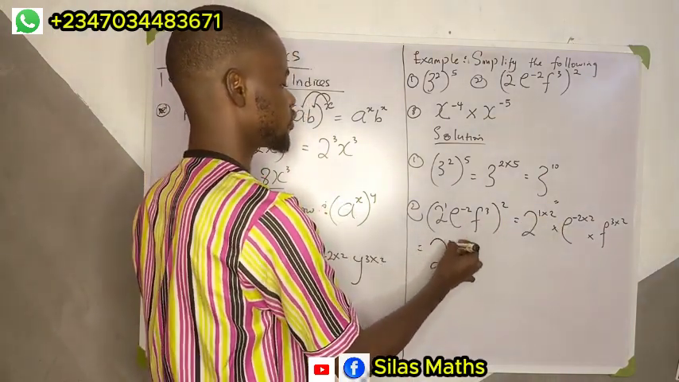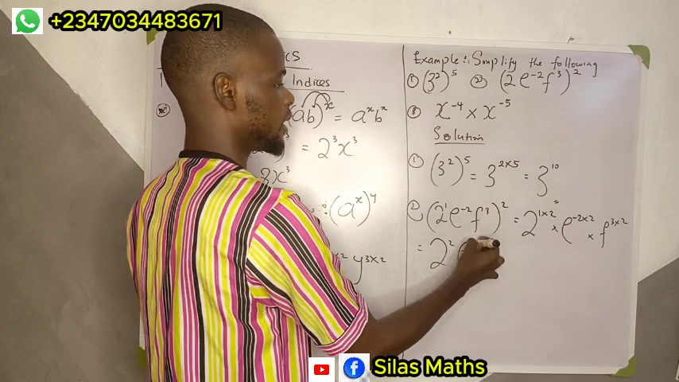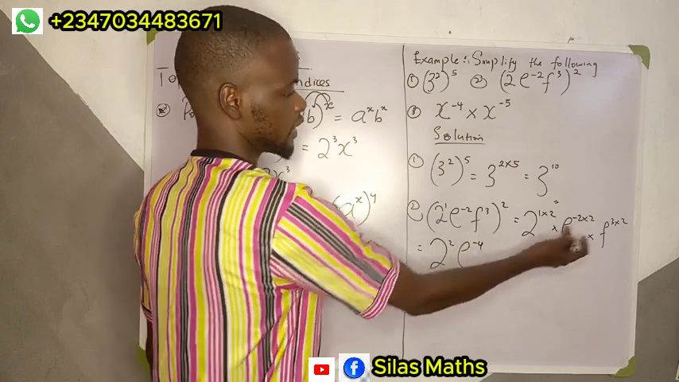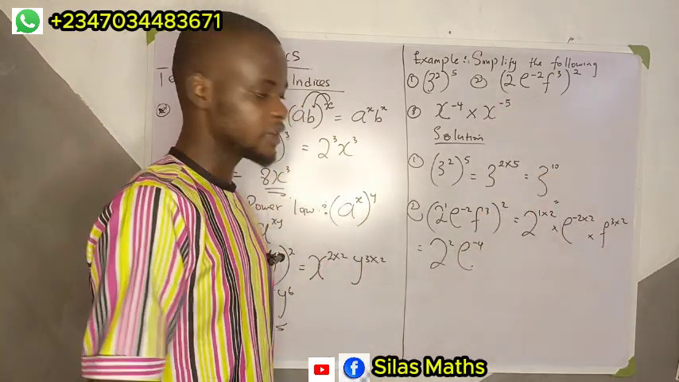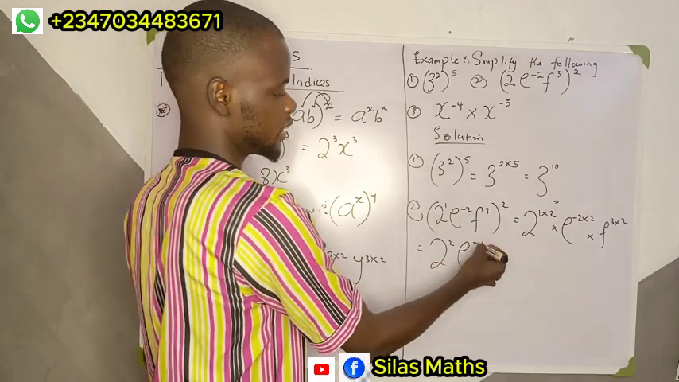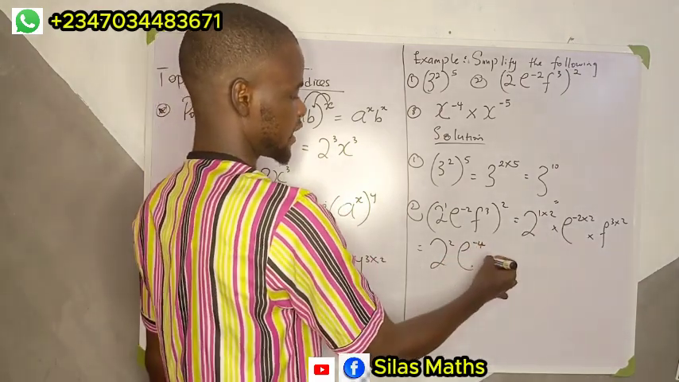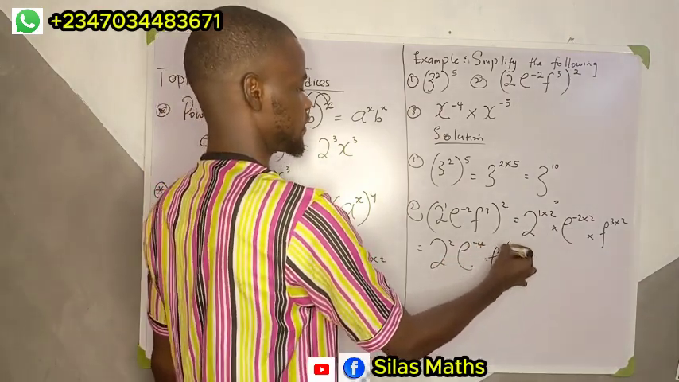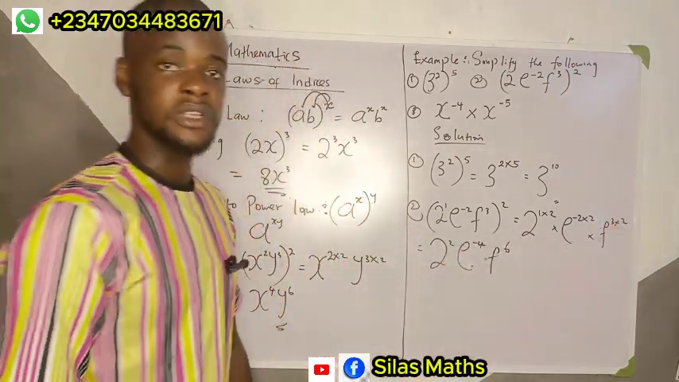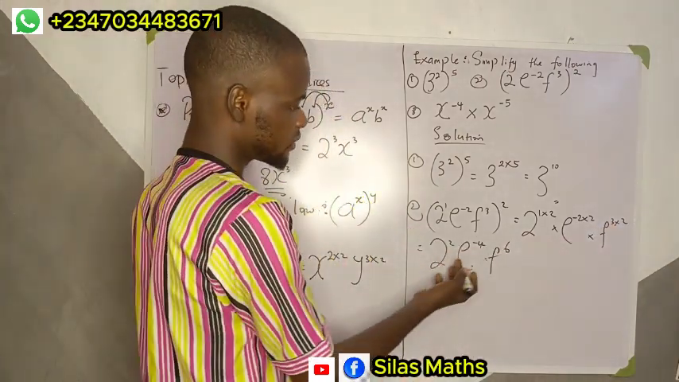So if you solve further, you will see that this will give us what? 2 to the power of what? 2. Then e to the power of what? Negative 4. That is minus 2 times 2 will give us negative 4. Then for the last one, I have f to the power of what? 6. That is 3 times 2 will give us 6.